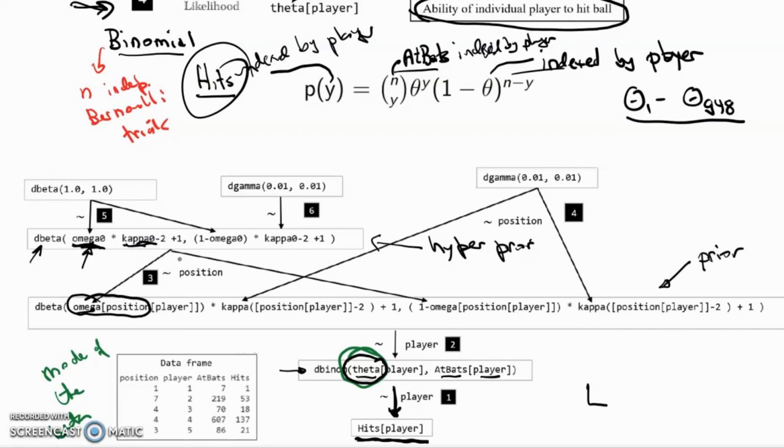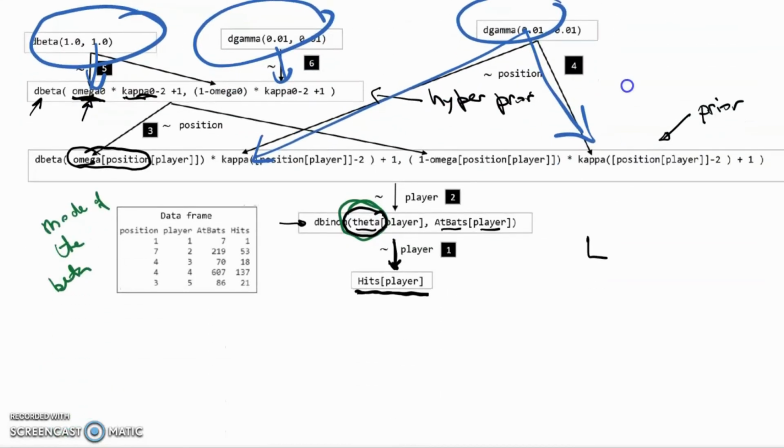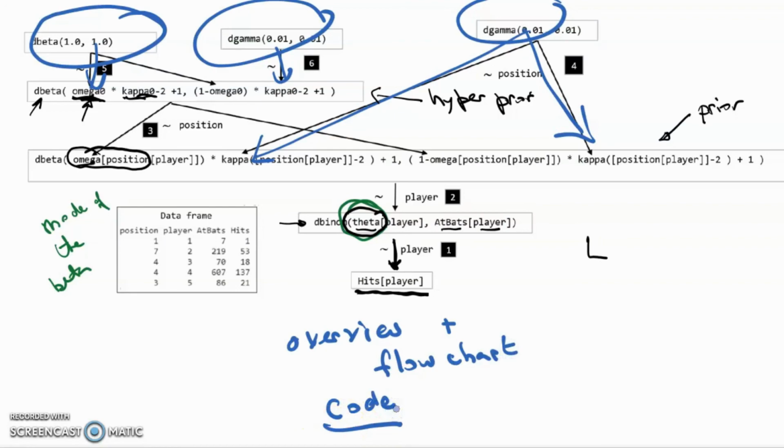And once we've got that done, then we've got to go around and get our hyperpriors there, and there. So that's just an overview of the flowchart. And in the next video, we'll see if we can't convert that into some code.